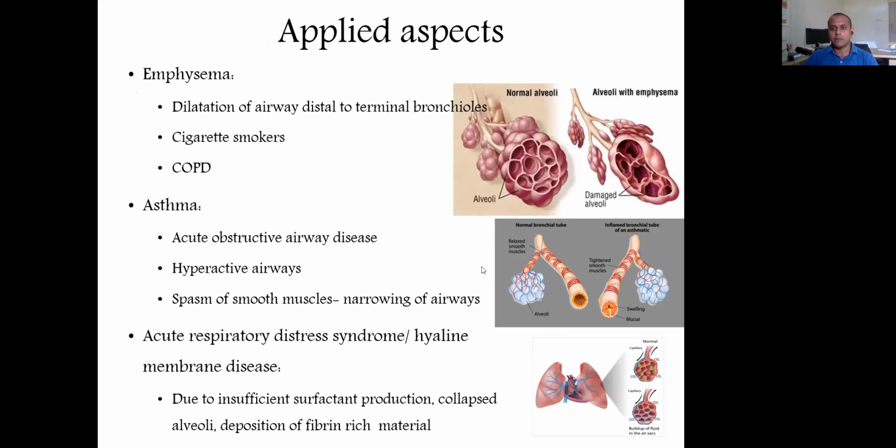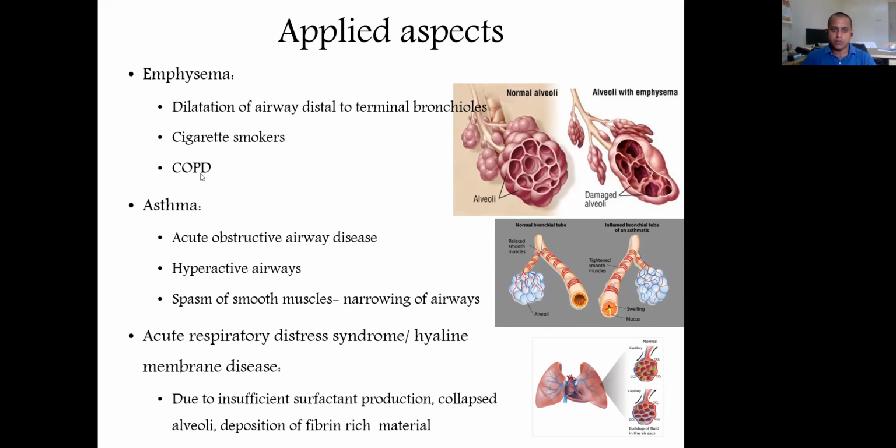Okay. Finally, coming to the abnormal aspects, emphysema. Emphysema is a condition in which there is a dilatation of the airways distal to the terminal bronchioles. So the airways are dilated and damaged, and the alveoli are damaged. This is the normal alveolus. You can see the damaged alveolus. Because of this, the airways are dilated distally and air is trapped, and respiration becomes difficult. It is commonly present in cigarette smokers, and it is included in chronic obstructive pulmonary disease (COPD).